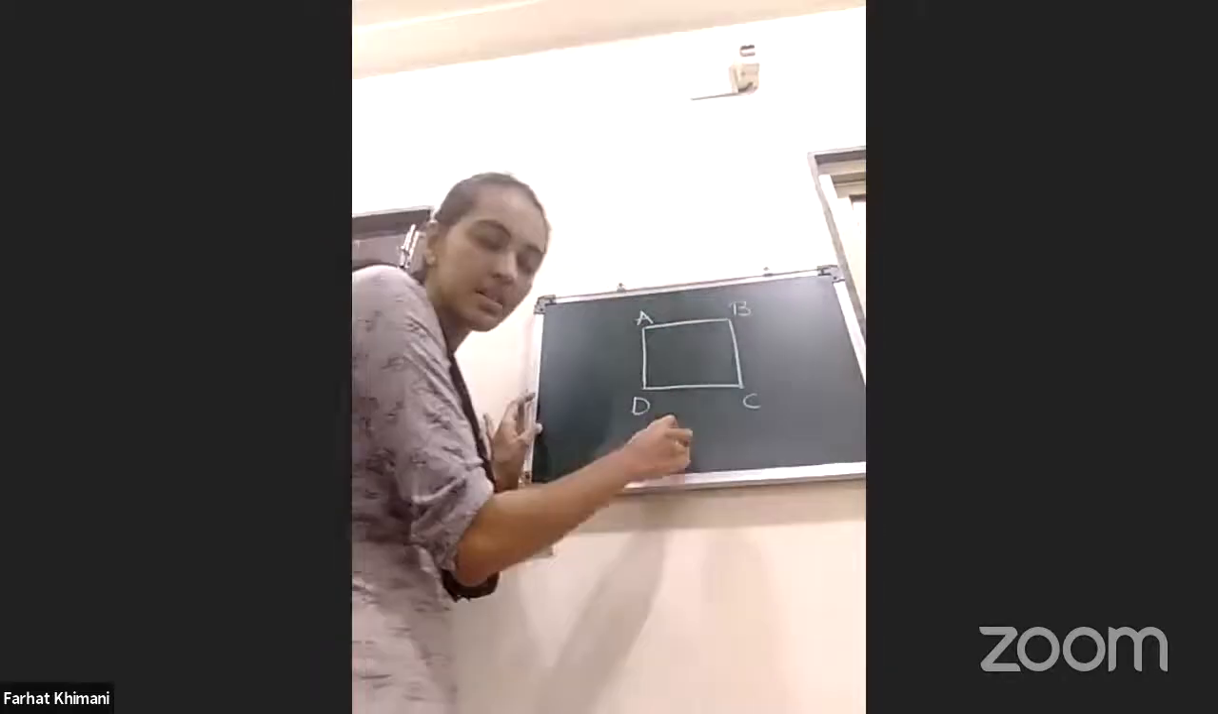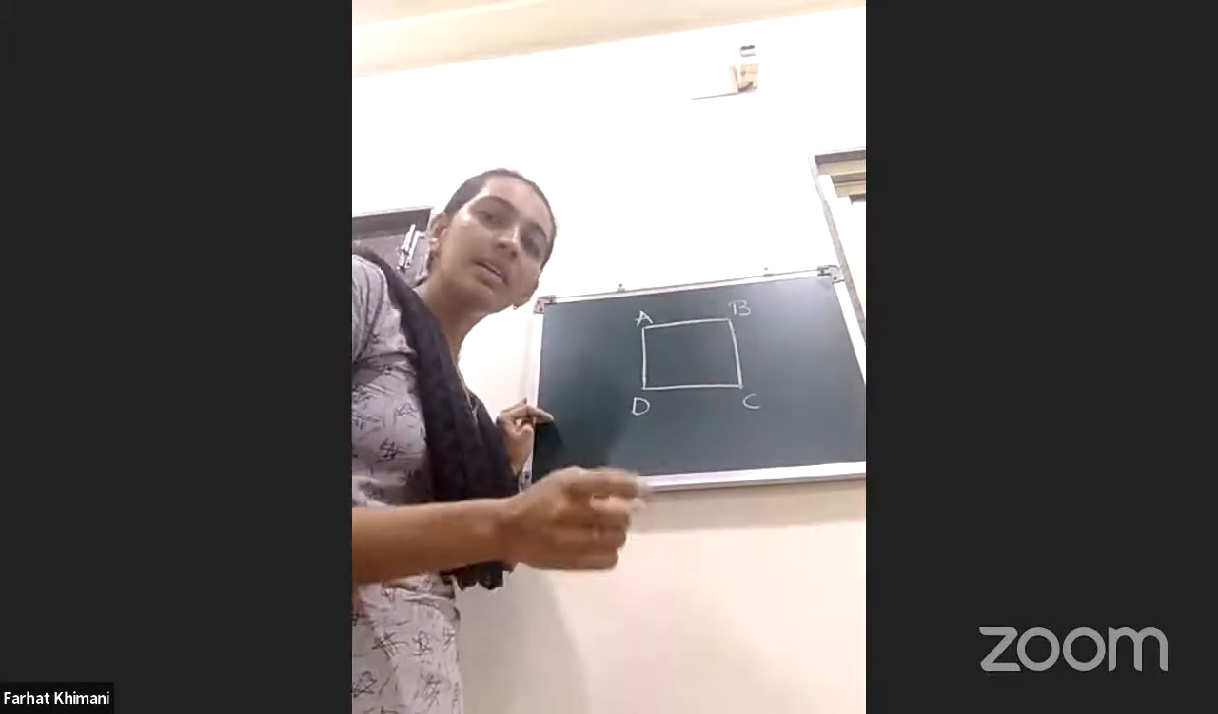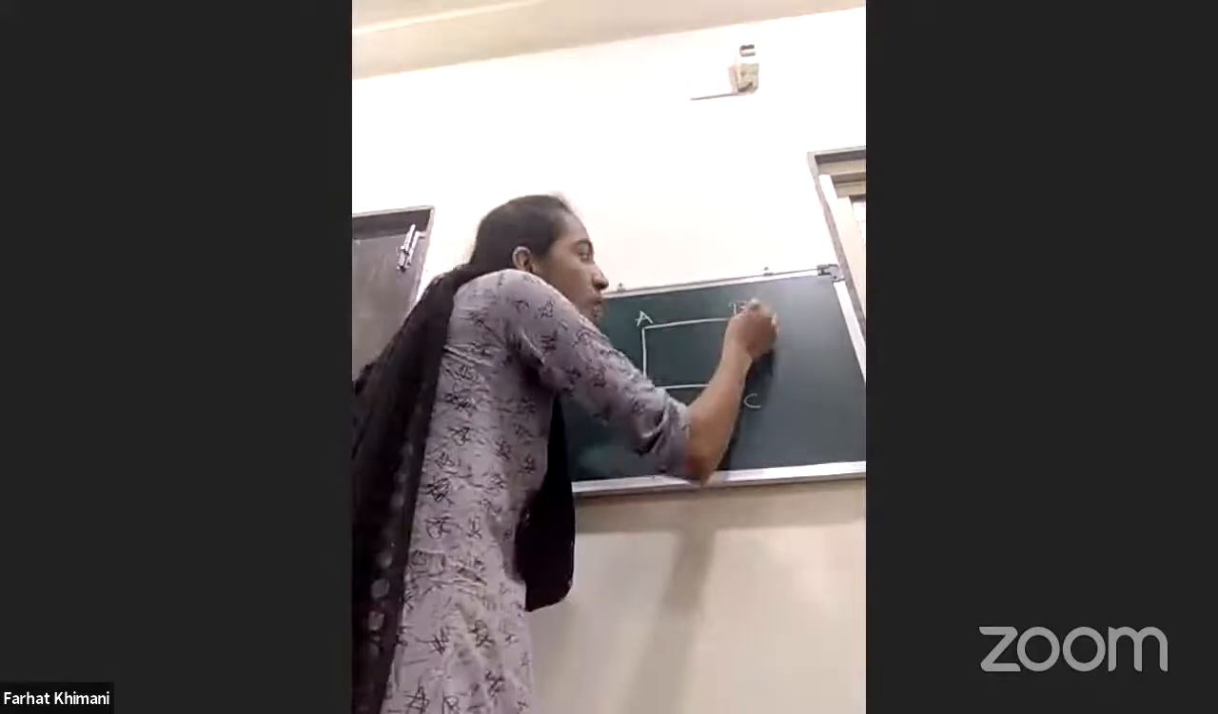Okay. No, we don't have to multiply it. See, for the perimeter, we have to add it up. You have to do addition for perimeter. I think you took it wrong. You don't have to multiply. Multiplication is for area. For perimeter, we have to add all the sides.